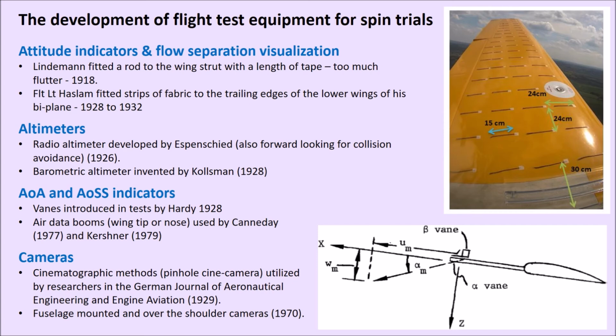So then we would like to understand what's going on with the angle of attack and angle of side slip during the spin as well. So vanes started to be introduced. The first documented use of vanes for spin testing was by Hardy in 1928.